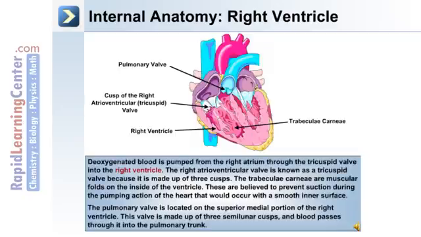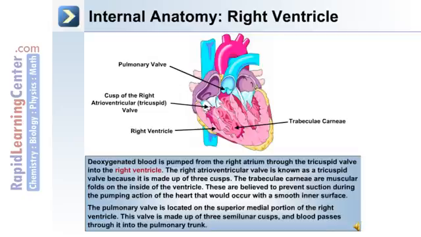Deoxygenated blood is pumped from the right atrium through the tricuspid valve into the right ventricle. The right atrioventricular valve is known as a tricuspid valve because it's made up of three cusps. The trabeculae carneae are muscular folds on the inside of the ventricle. They're believed to prevent suction during pumping action of the heart that would occur with a smooth inner surface.